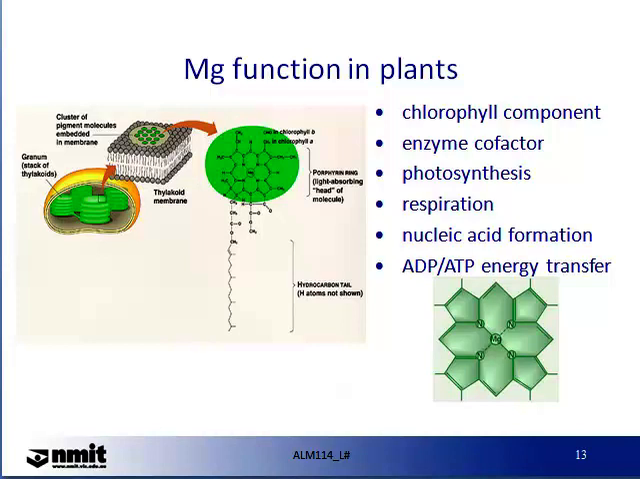Other roles that magnesium plays: it is important in the production of ATP, adenosine triphosphate, through its role as a coenzyme cofactor. It is also involved in nucleic acid formation and in respiration. Magnesium deficiency can result in interveinal chlorosis. Magnesium deficiency might be a single limiting factor in crop production.